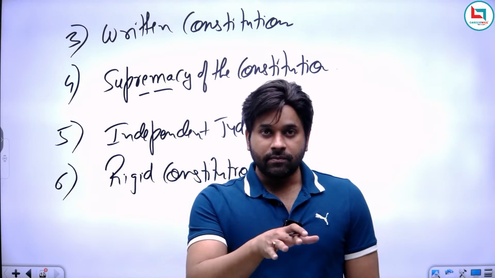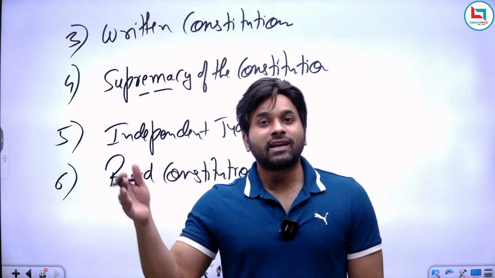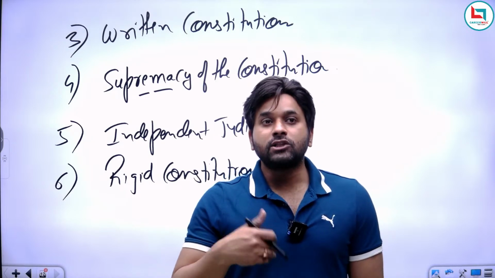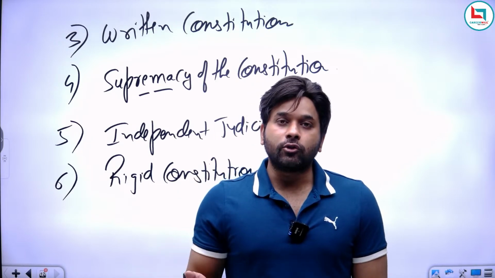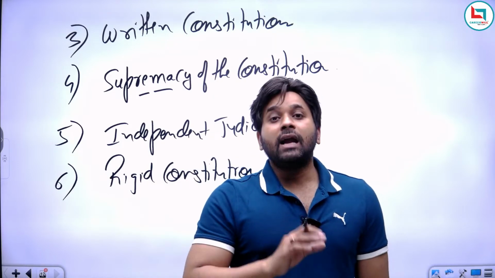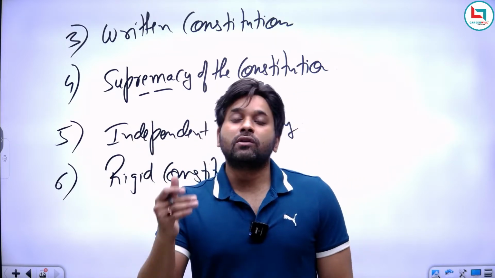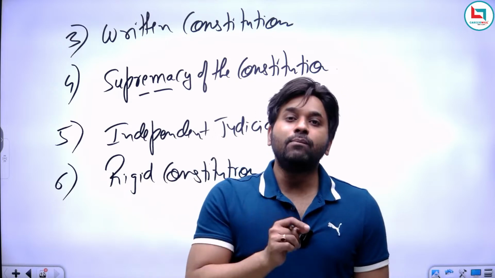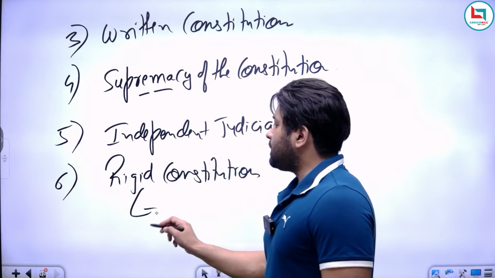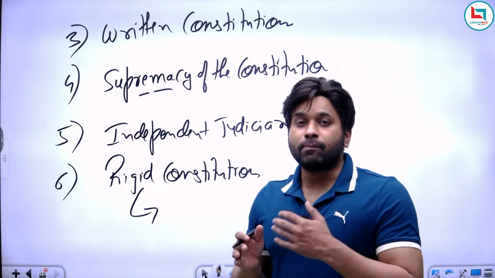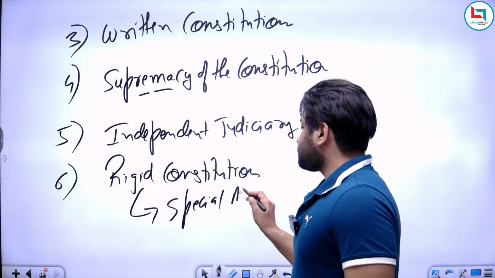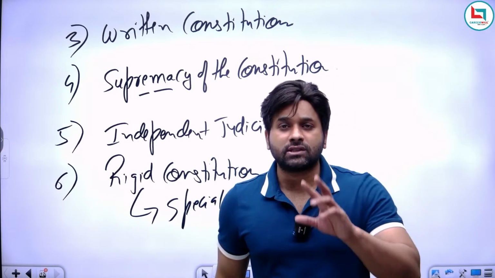Now when I say rigid, it means the provisions of the constitution can be amended, but for amending those provisions we require a special majority. So it is possible to amend a rigid constitution, but you require a special majority. And when it comes to the flexible constitution, the flexible provisions can be amended only by using a simple majority. So rigid constitution means the provisions can be amended, but only by using a special majority. And why is rigid constitution a federal feature?